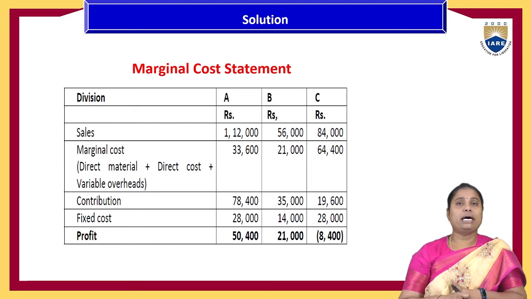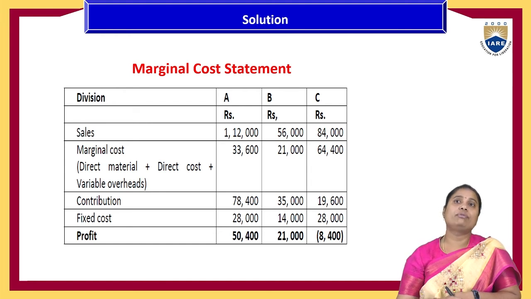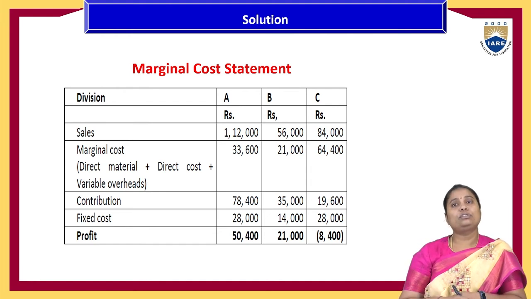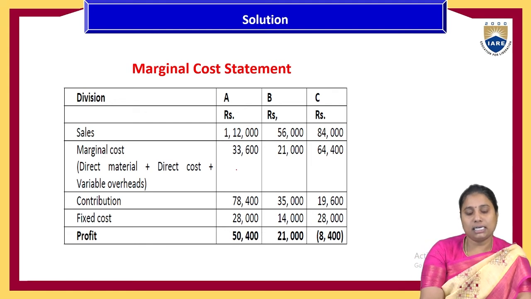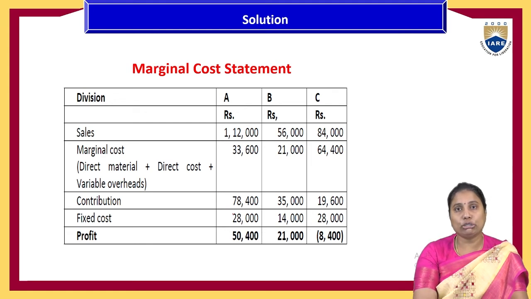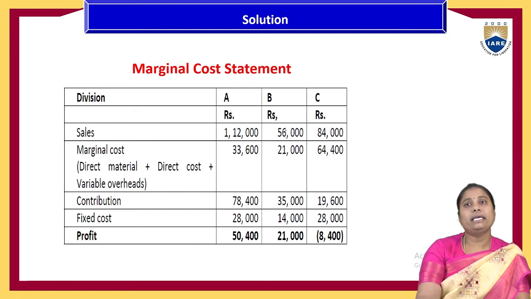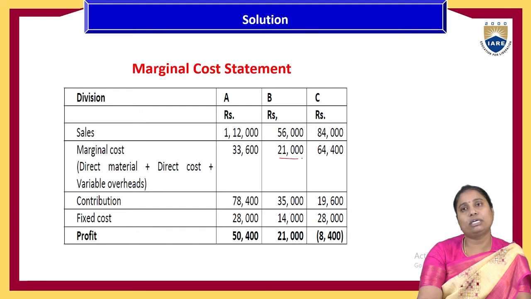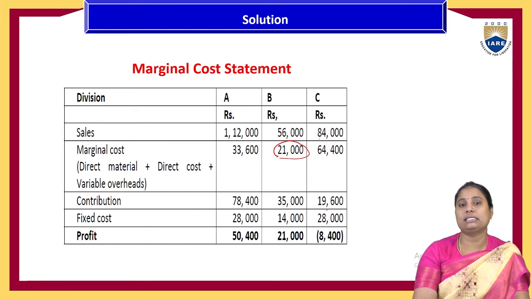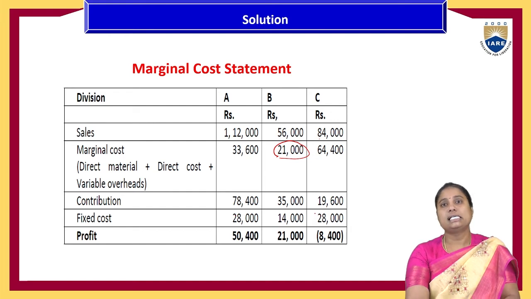If we see the marginal cost statement, for division A sales are 1,12,000, whereas the combination of direct material, direct labor and variable cost totals 33,600, so we get the contribution of 78,400 rupees. B has 56,000 rupees of sales, but marginal cost is a total of 21,000, giving a contribution of 35,000 rupees. For C, 84,000 minus 64,400 rupees means 19,600 rupees is the contribution of division C.